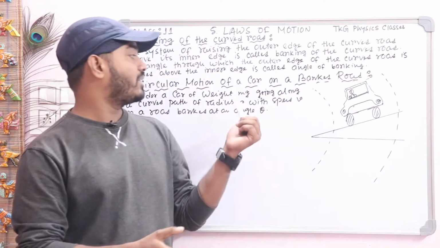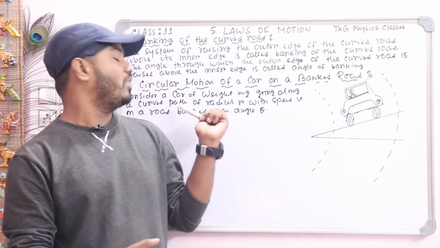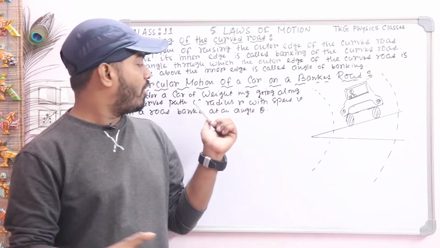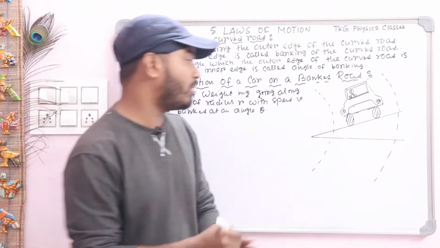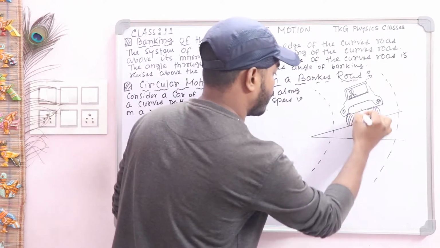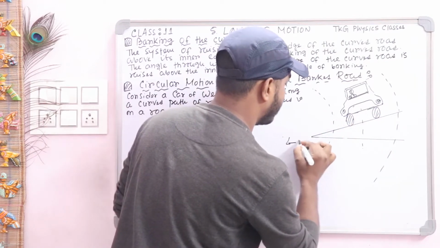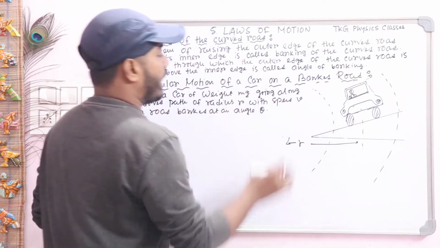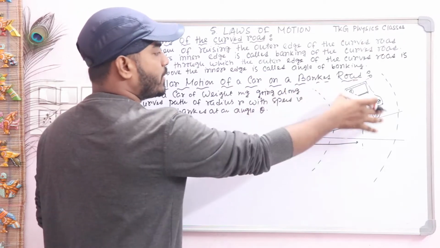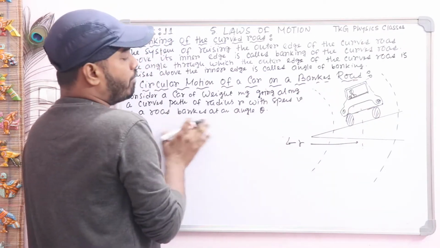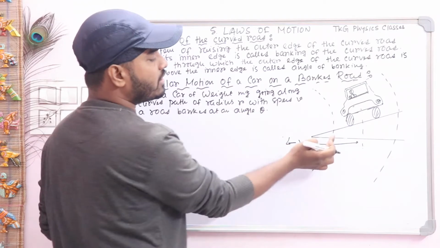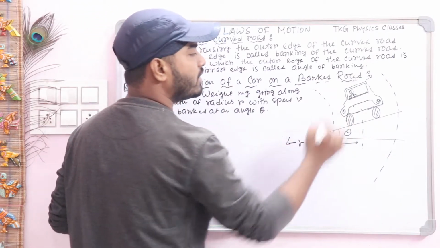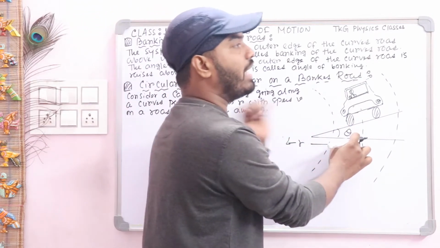A car of mass m, weight mg, is going along a circular path of radius r. This circular path has radius r, and the car is moving with speed v on a road banked at an angle theta. This is the angle theta, and this is named the angle of banking.